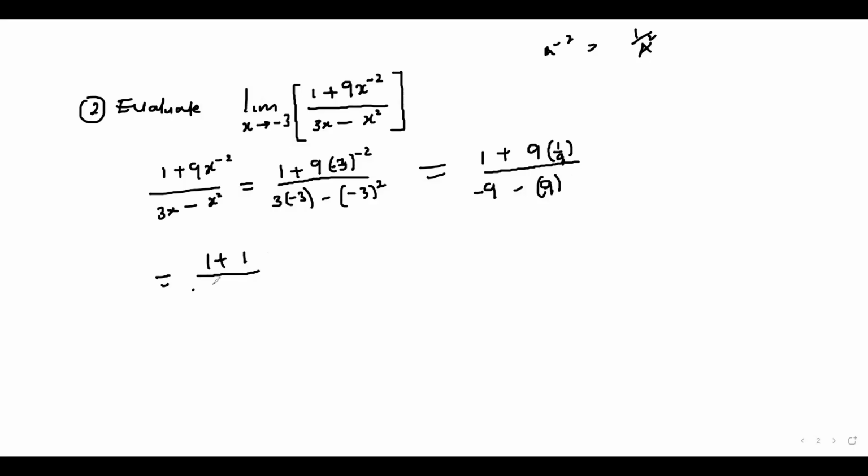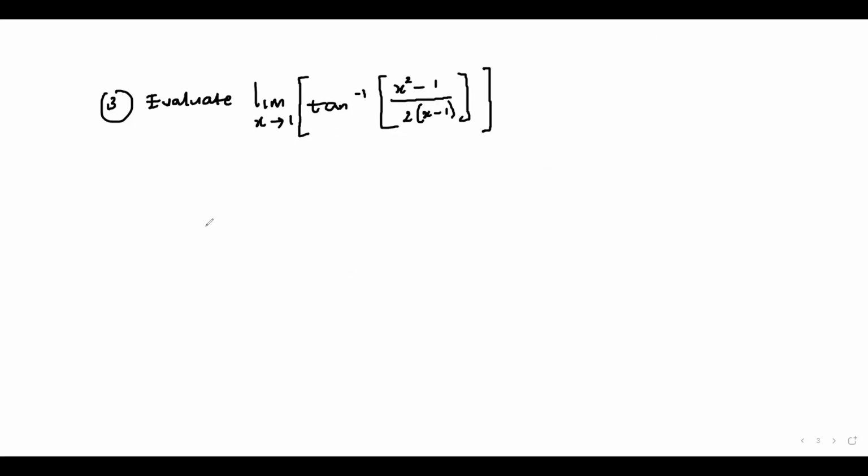So this now becomes what? The denominator is just 9 minus what? 9. Which is the same thing as what? The numerator is now what? 2. And the denominator is what? Minus 18. And if you reduce this further, it becomes what? 1 all over what? Minus 9. So this is the answer to this particular question.